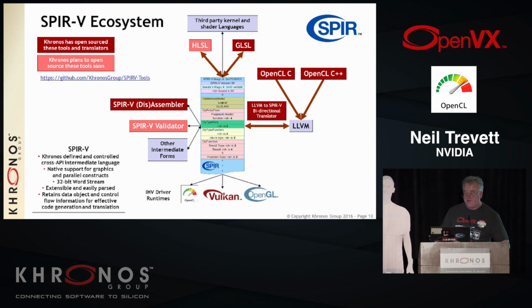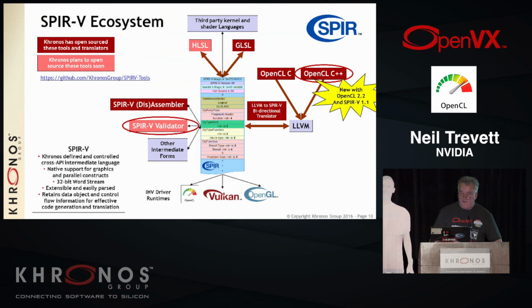SPIR-V, I think, is one of the most interesting things that Khronos is doing. It's kind of revolutionizing how programming languages are being supported and evolved in the open standards ecosystem. SPIR-V can be run in runtimes, OpenCL, Vulkan, or OpenGL, and we have a number of different tools and front ends that may be interesting to different developers. So the OpenCL C++ with SPIR-V 1.1 was new in 2.2. We're very close to having a SPIR-V validator too, which is a central part of having an intermediate representation. If you have different front ends generating code, we want to make sure that the code they're generating is valid.